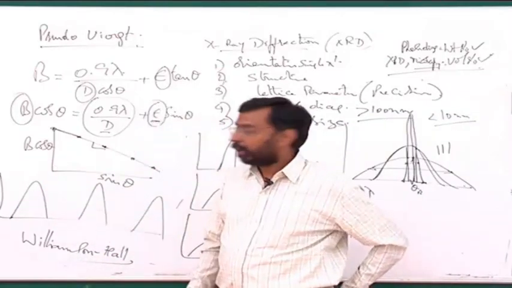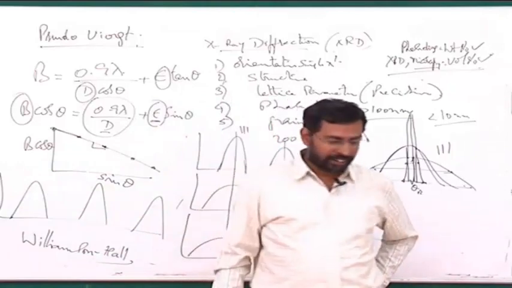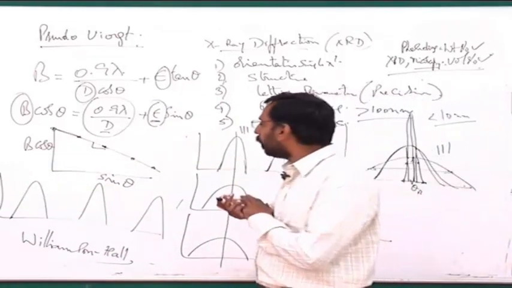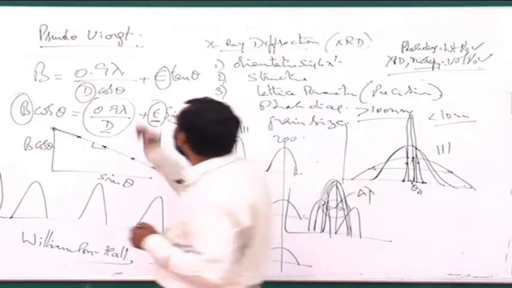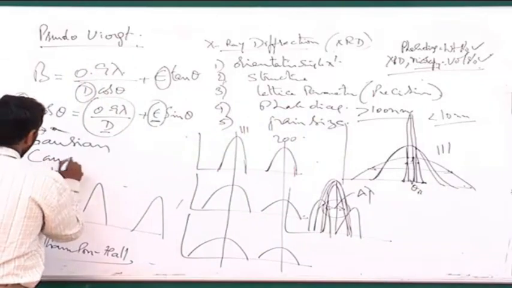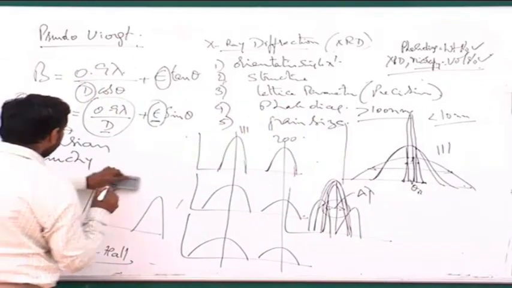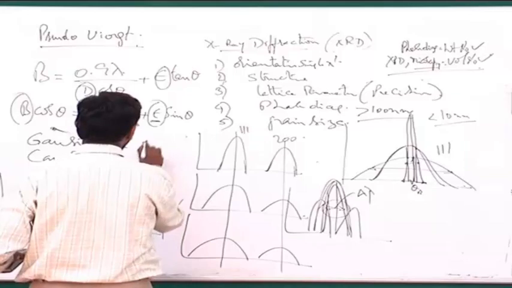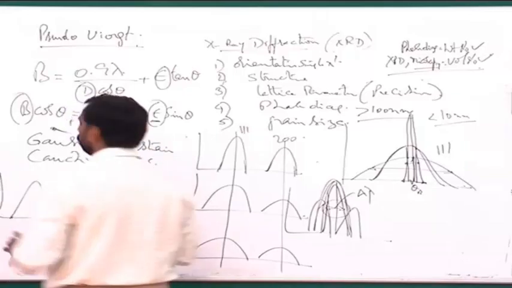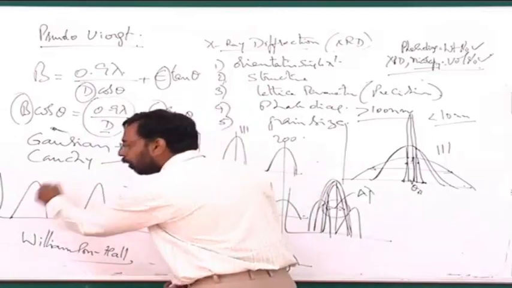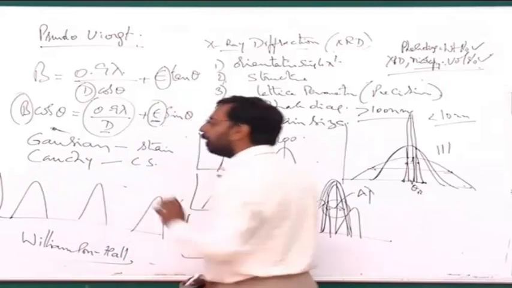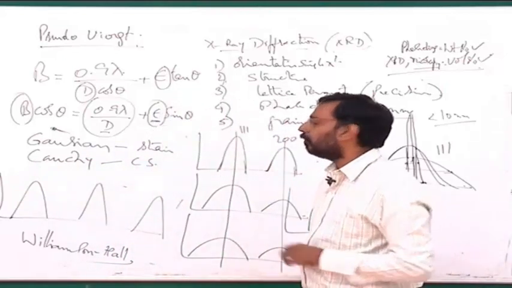Lorentzian, Gaussian and Cauchy to be exact. These are all various ways of fitting the peaks using various approximations. If you fit this peak as a Gaussian or a Cauchy type of fitting, you will see that the Gaussian will give you the strain and the Cauchy will give you the crystallite size. That means peak broadening coming from the Gaussian fit will give you the strain part of it. Peak broadening coming from the Cauchy will give you crystallite size.